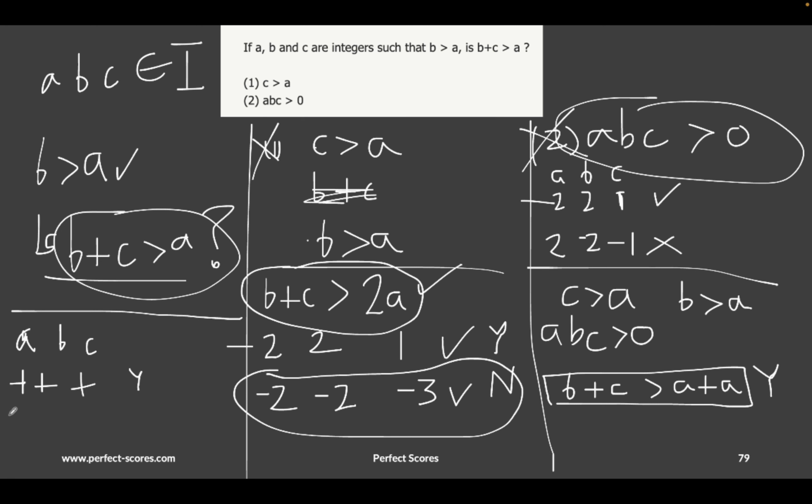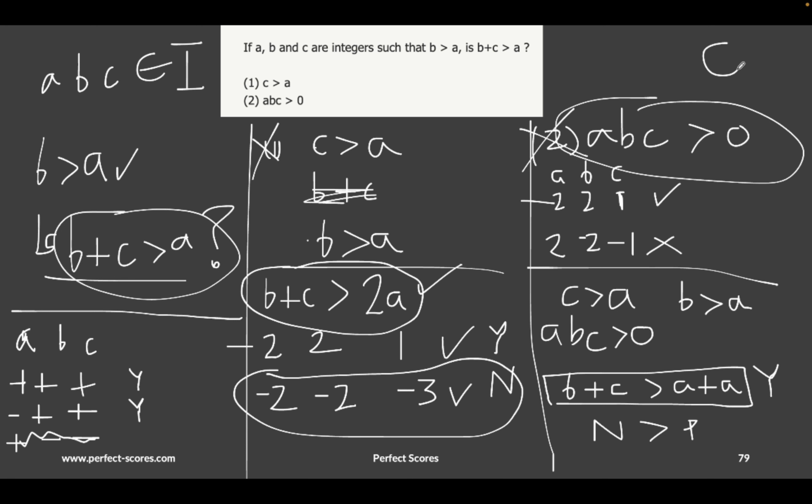But what if a is negative and b and c are positive? Well, that will also satisfy this, and that will also give me a yes. What if B and C are negative and A is positive? Then that's not possible, because a negative number cannot be greater than a positive number. So that's just not a feasible option, which means I'm going to get yes all the time. So combining both the statements, I get my answer. So my answer is option C.